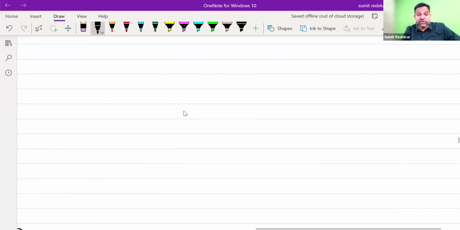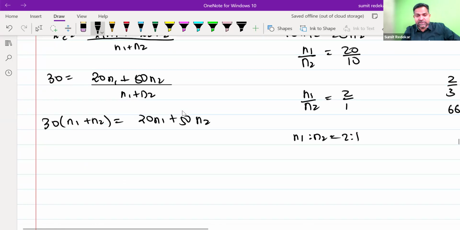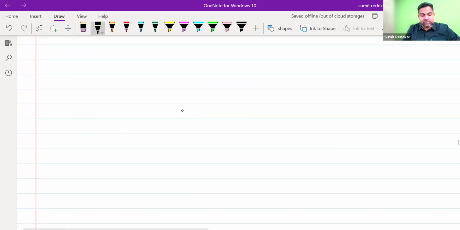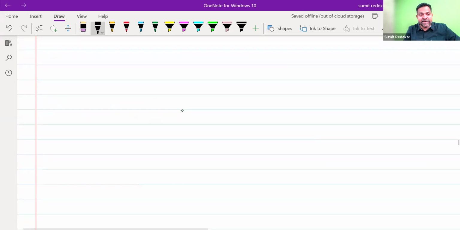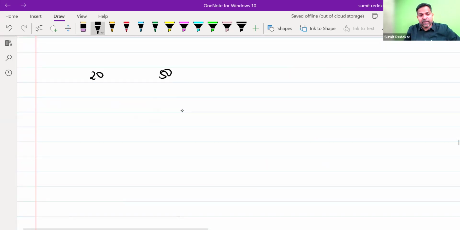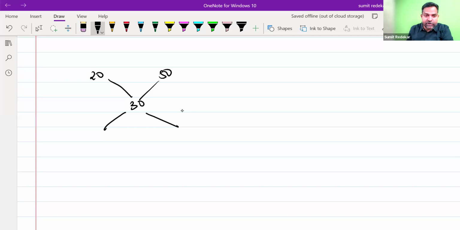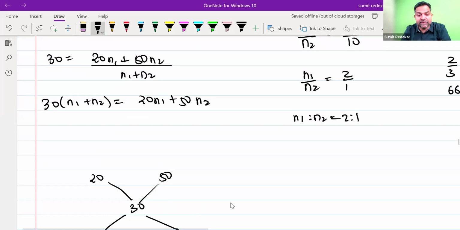And the shortcut to find the ratio between the number of elements is to write down the two means. The first mean is 20, the second is 50. So that's 20, 50. Write down the combined mean in between them, which is 30. Ask the 20 to cross subtract. Ask the 50 to cross subtract. This is 20 and this is 10. I know negative, but you will still write it as 10. And that's your answer. That's your ratio of n1 to n2, which is 20 to 10. After that, the rest of the solution remains exactly the same.